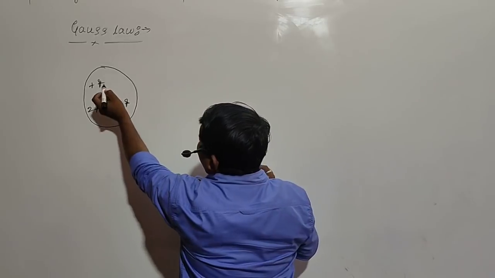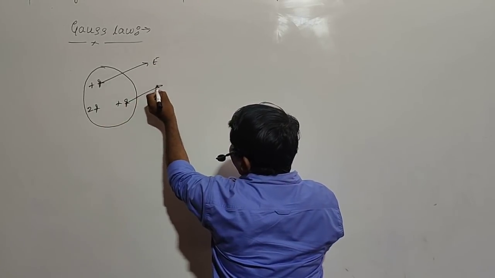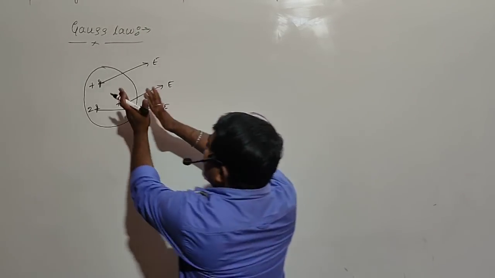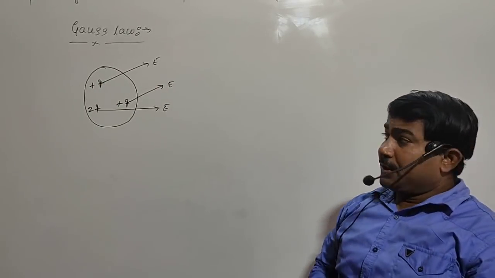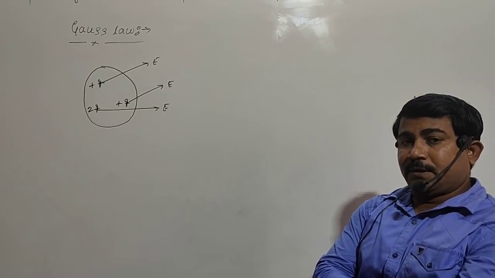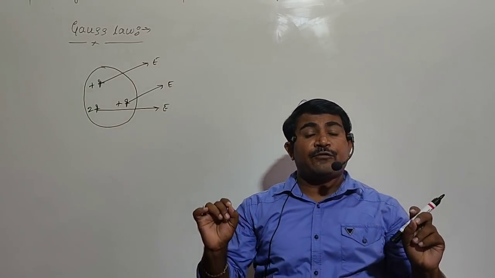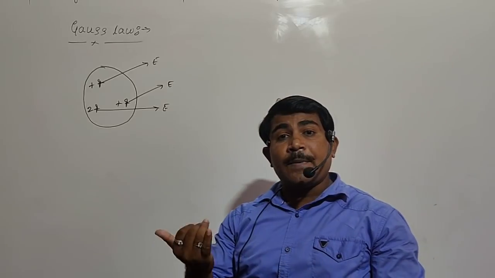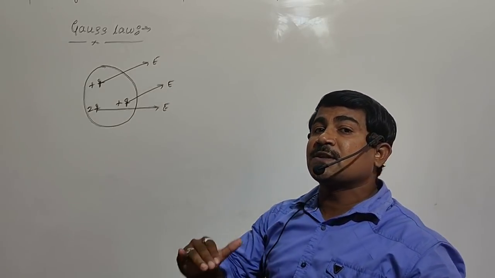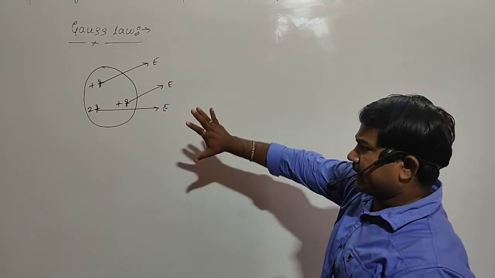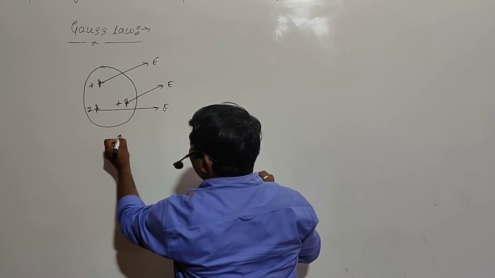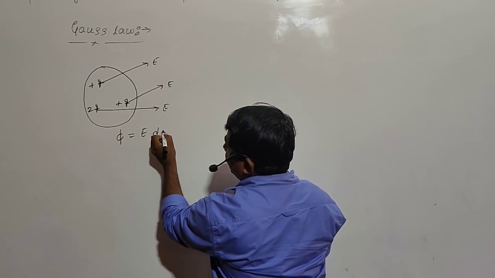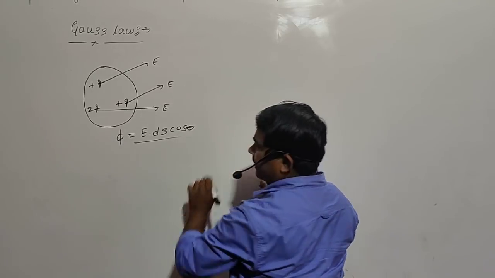For all these, what is the direction of electric field intensity? This is the direction of electric field intensity, at every point it is radially outward. The statement of Gauss law says that the total electric flux through any closed surface is equal to 1 by epsilon naught times total charges enclosed by the closed surface. See here, how to represent flux here? The total electric flux can be represented like this. What is the definition of electric flux? The component of electric field normal to the surface area, and the area vector.